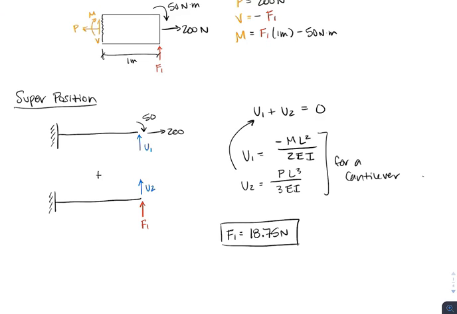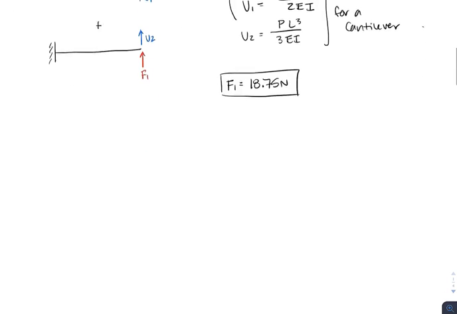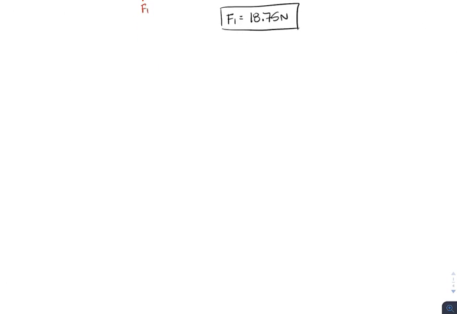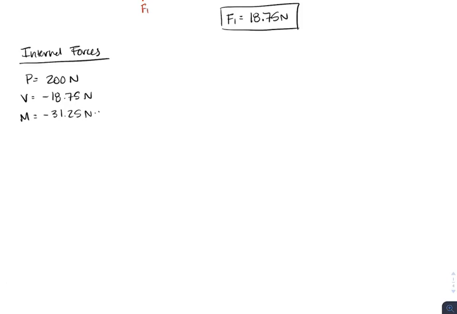So now that we've found F1, we can plug that into our internal forces equations that we found earlier and figure out what the internal forces are at our cross-section. So now our new internal forces: our axial force is still going to be 200 newtons, that hasn't changed. Our shear force is a negative 18.75 newtons. And our moment, when you plug F1 back in, is going to be a negative 31.25 Newton meters.